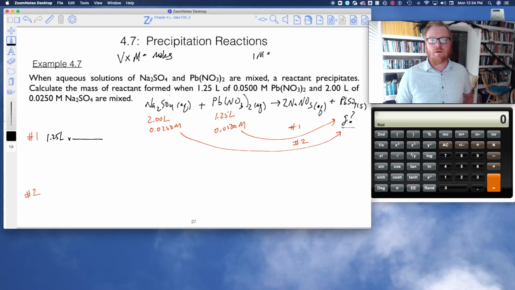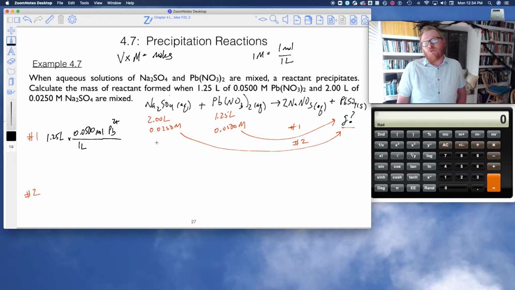Remember how I can use this molarity. 1 molar means 1 mole in 1 liter. Well, I don't have 1 molar, I have 0.05 molar. And so what that means is, in 1 liter of this solution, I have 0.0500 moles of lead. I'm just going to write Pb2+ because really that's the stuff that's reacting. We could have written lead nitrate there and that would have been okay, but I recognize that it's really the lead that's important.